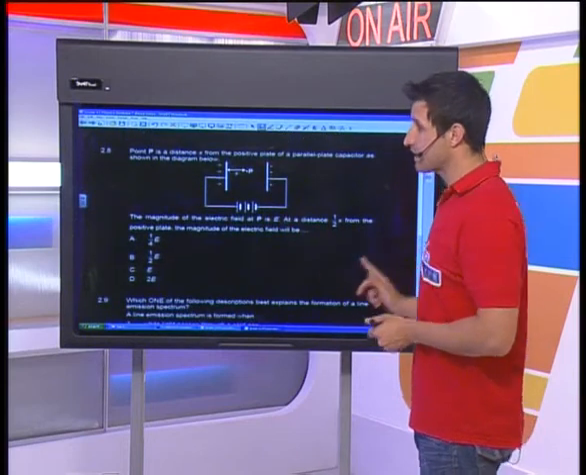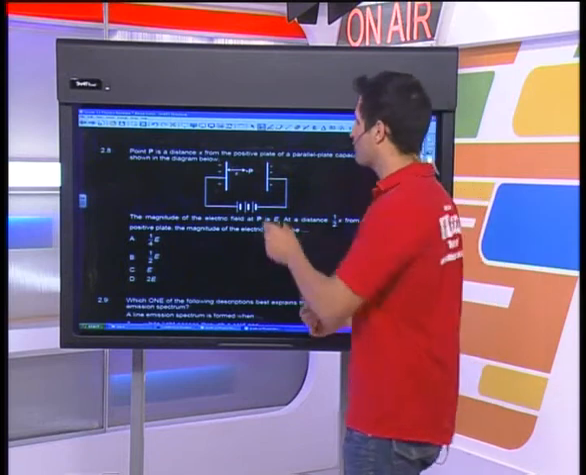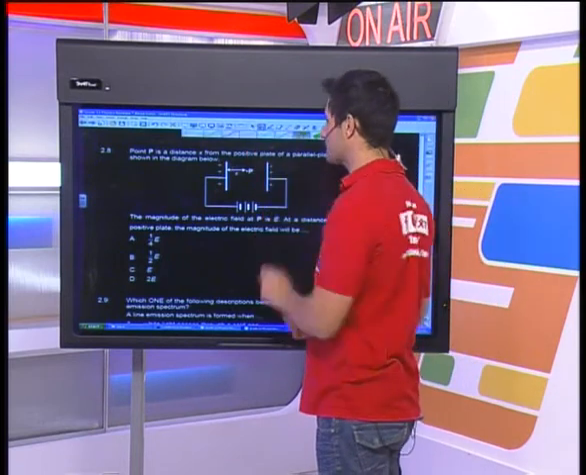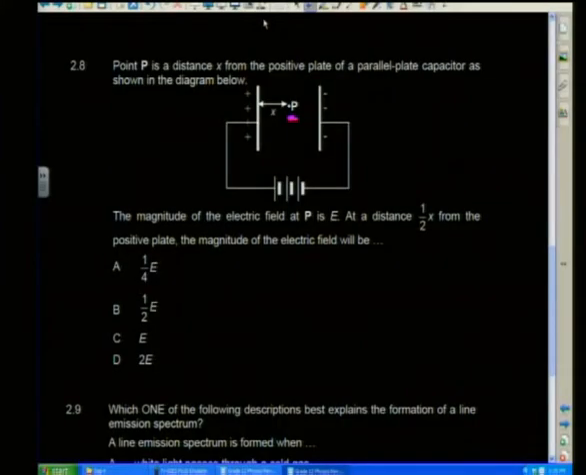2.8 I particularly like because this is a trick question. Okay, now it says point P. Let's identify point P. Point P is over here, a distance x. There we go. Distance x is drawn in for us, from the positive plate of a parallel plate capacitor.